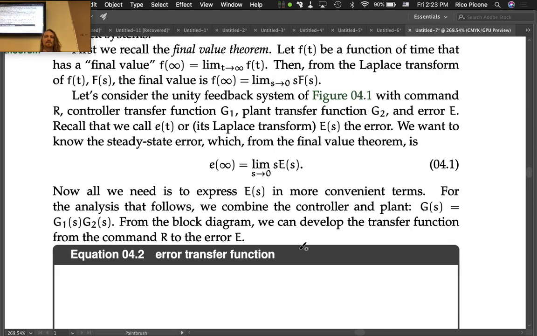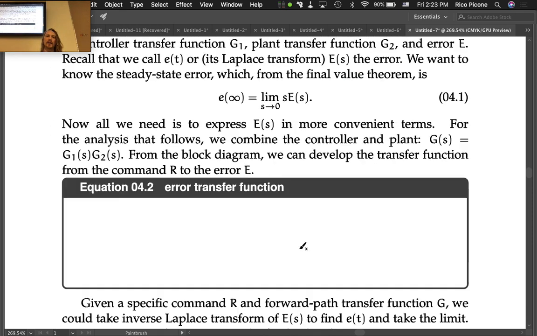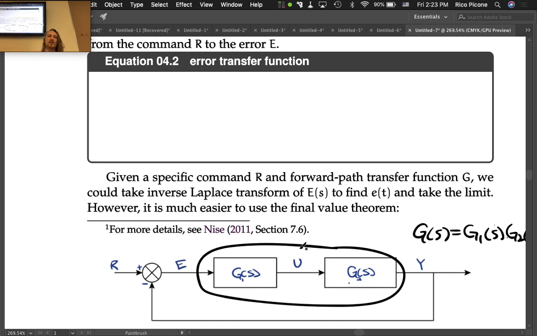From the block diagram, we can develop the transfer function from the command r to the error e. So let's do our usual thing where we interpret the block diagram as an algebraic description of the control system. The summing junction always gives us an equality: E is equal to R minus Y. These are all in the Laplace domain, all functions of s. I don't want to keep putting of s, it just clouds the notation. So e equals r minus y, and that was this summing junction.